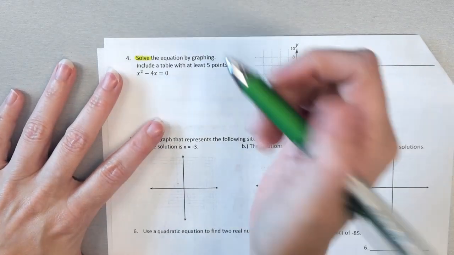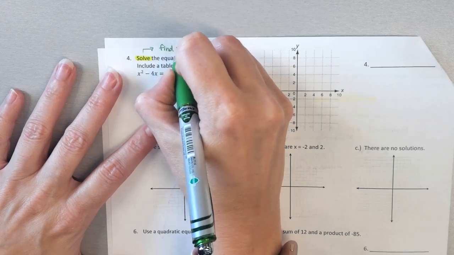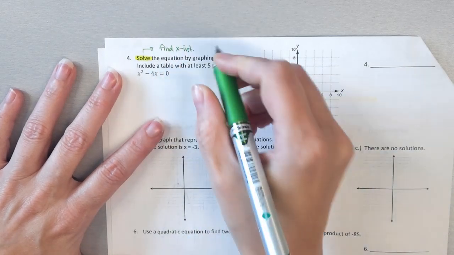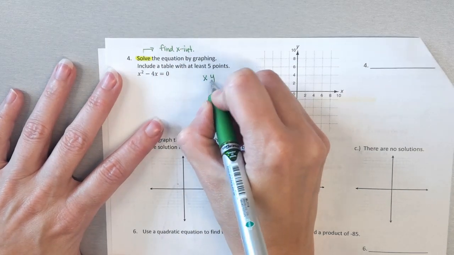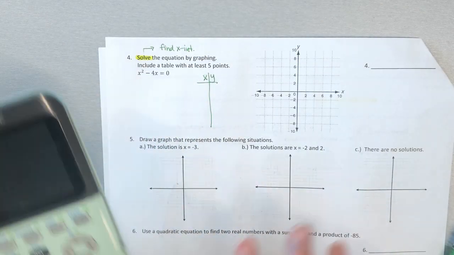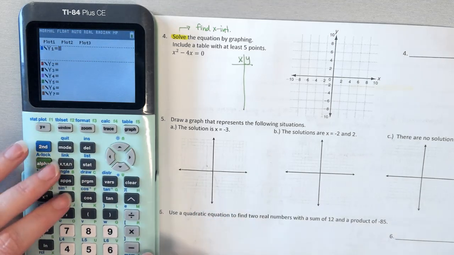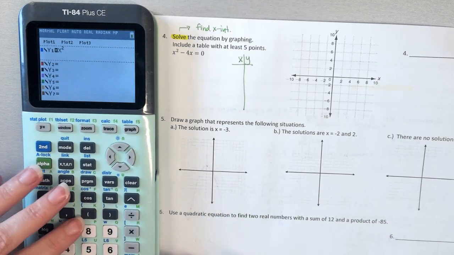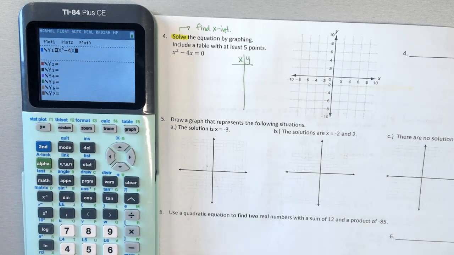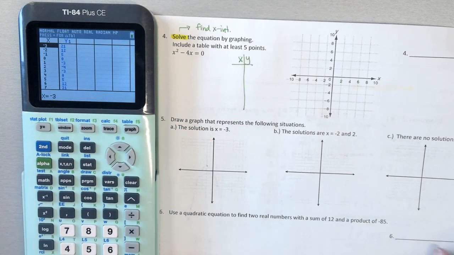When you're solving by graphing, all you need to do is find your x-intercepts, and this says to include a table with at least 5 points. This is something else I recommend because you have a test that is 3 pages, so you're going to want to be mindful of your time. I would use my graphing calculator to do my table.